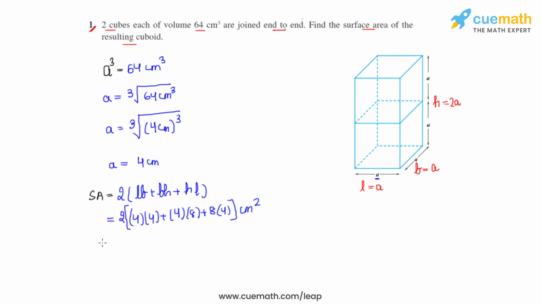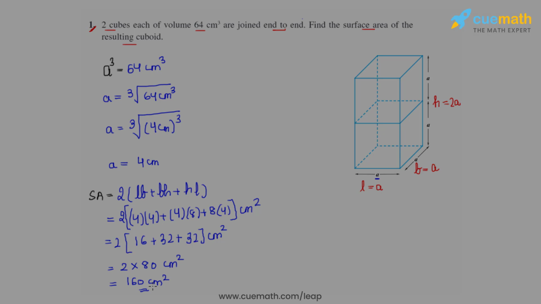cm². Now let's further calculate it. 4 times 4 is 16, 4 times 8 is 32, 8 times 4 is 32 cm². That gives us 2 times 80 cm². So we finally get the total surface area of the resulting cuboid as 160 cm². And this is how we solve this question.